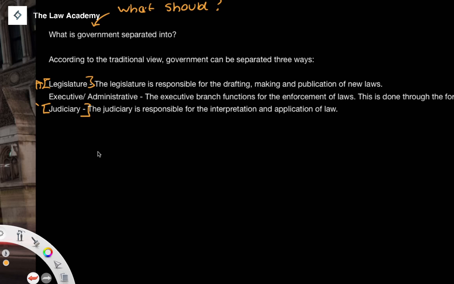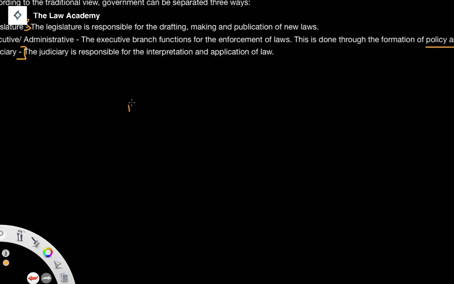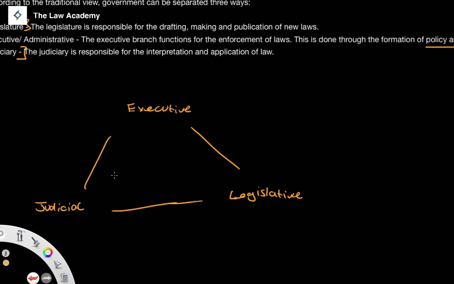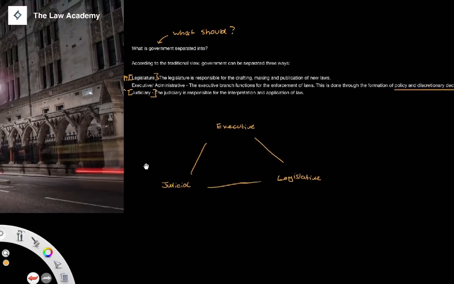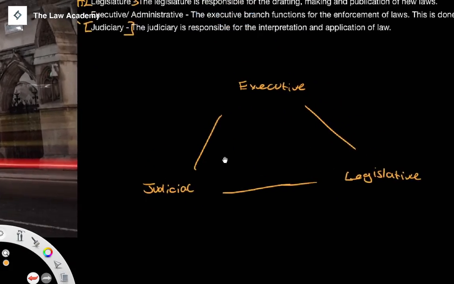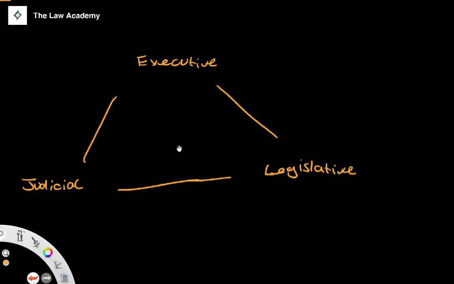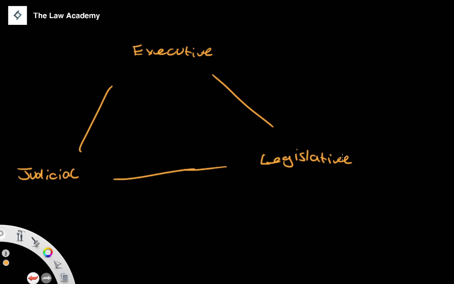Now, that is the general principle of the separation of powers, and you can probably describe it as being almost like a triangle. So you have an executive branch, you have a legislative branch, and you have a judicial branch, and these three branches are separated amongst each other. And if we go back to the start of this video and we talked about the three concepts of the separation of powers, we understand that no one person can hold power in more than one branch.